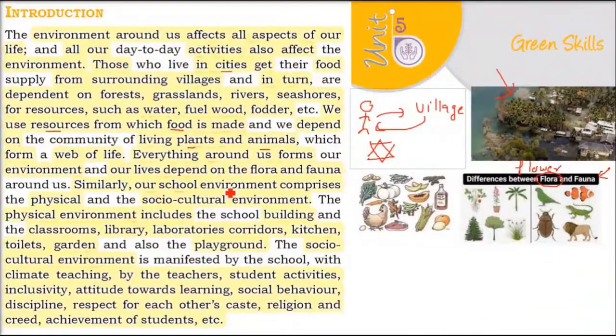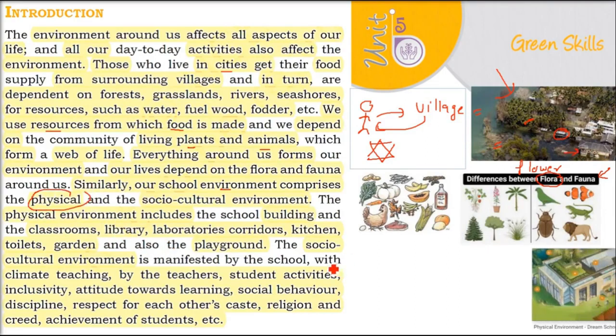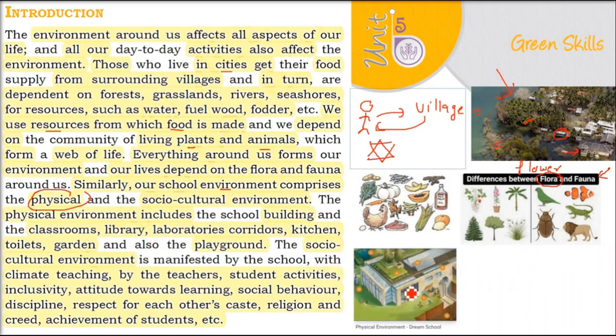Now coming to school, the school is also an environment. Your school is also an environment. So what does the school environment comprise? Two things. For example, this is your house. This house has buildings near it, and they will have trees. In a school also, we have a physical environment and a socio-cultural environment.